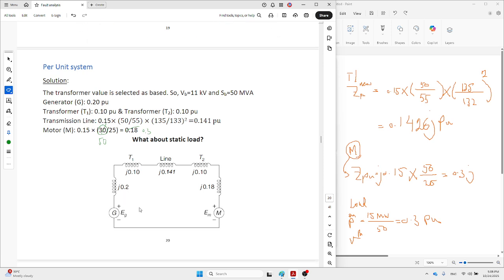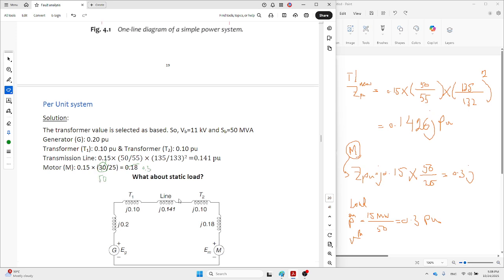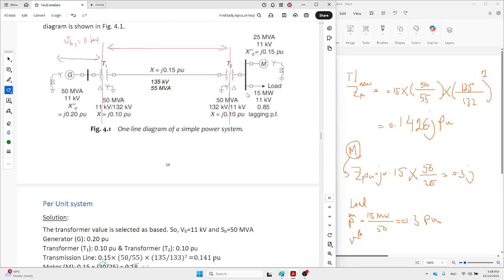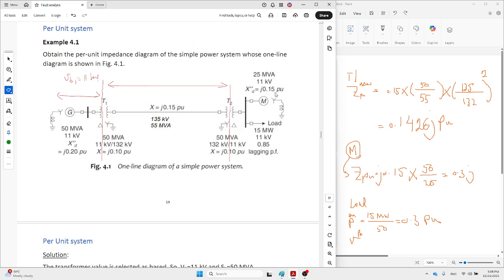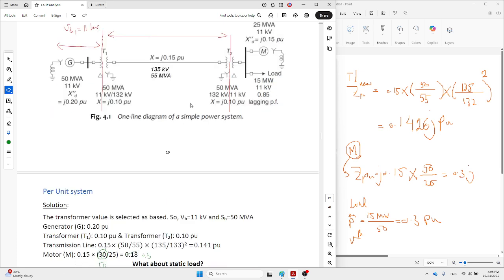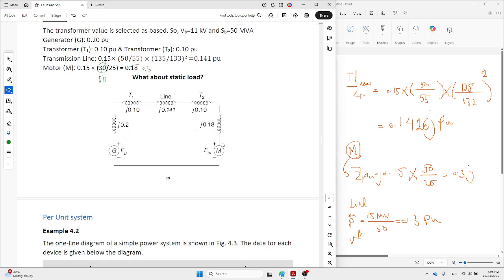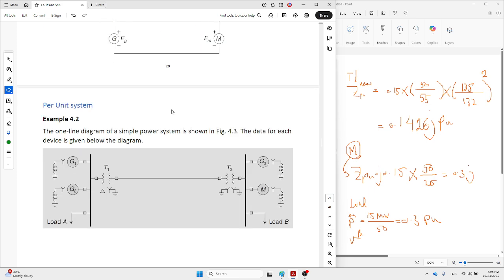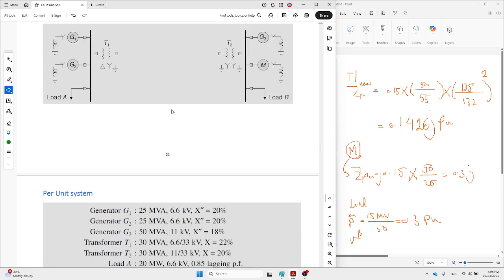Okay, and then the single line diagram of the system looks like that. Again, be careful, since this is the motor, for the first two cycles it is a generator, and the single line diagram of the system looks like that.